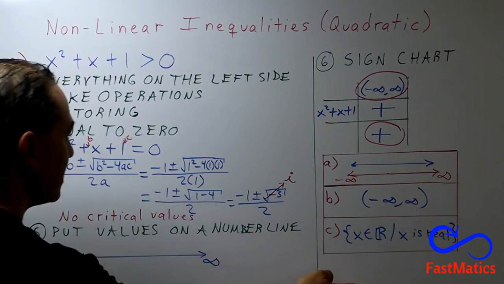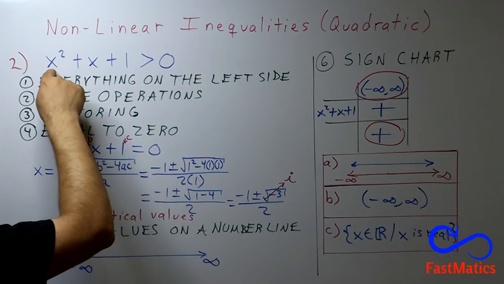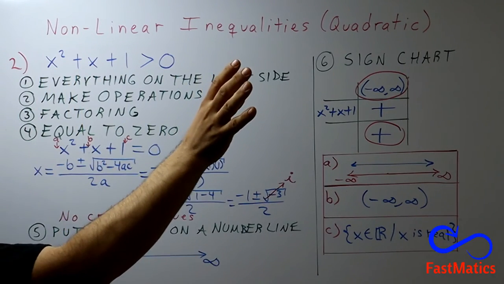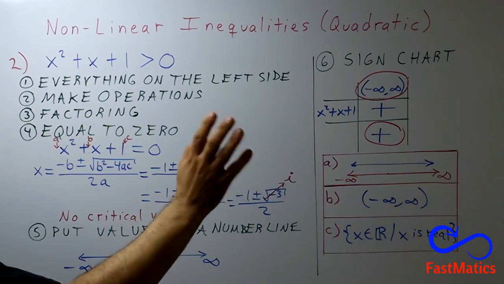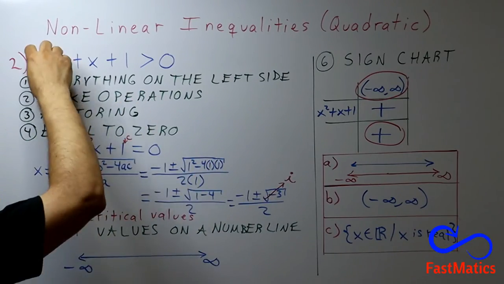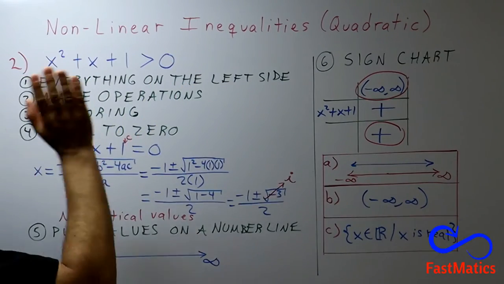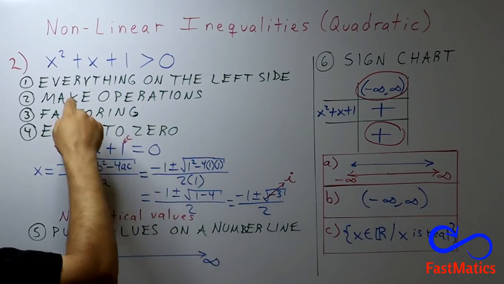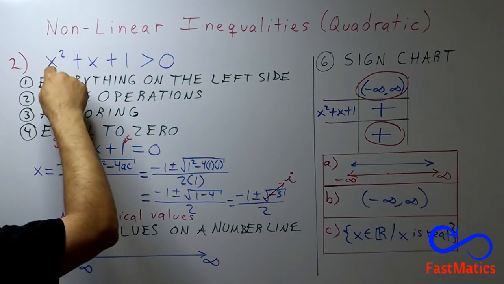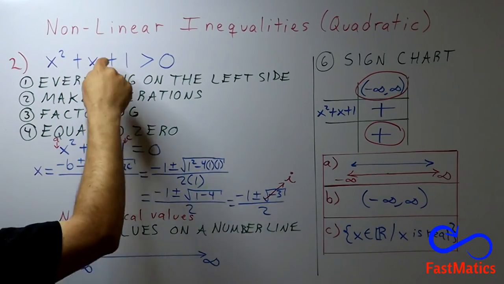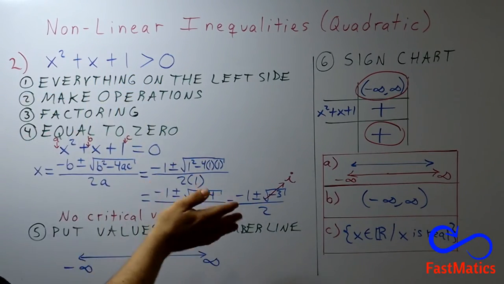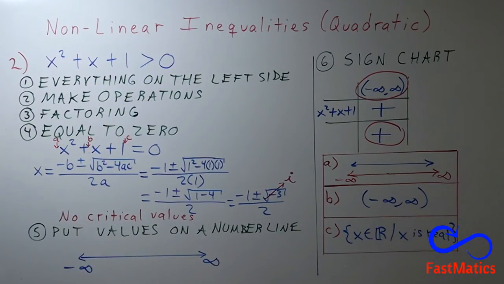That means that if you replace x with any number, no matter what number you replace here, this expression will be true. This inequality will be true. And it is logical. A number squared plus the same number plus 1 will always be greater than 0.